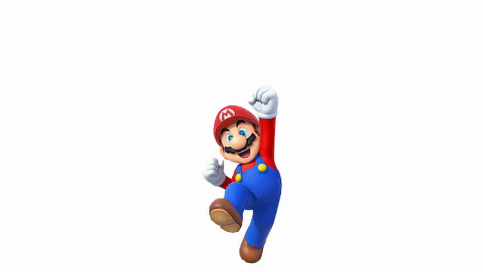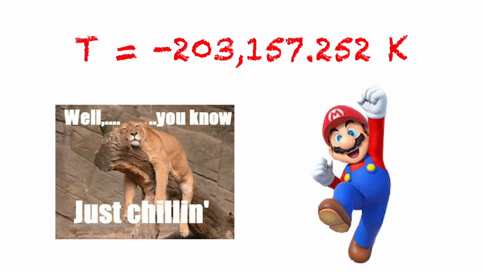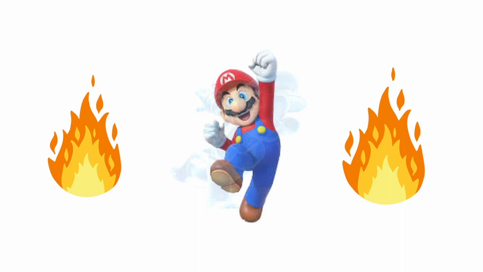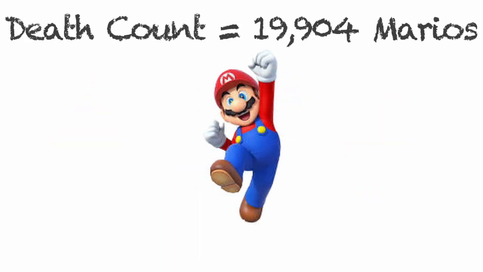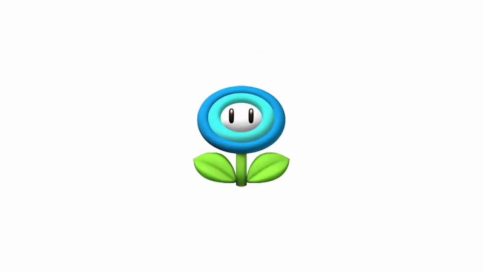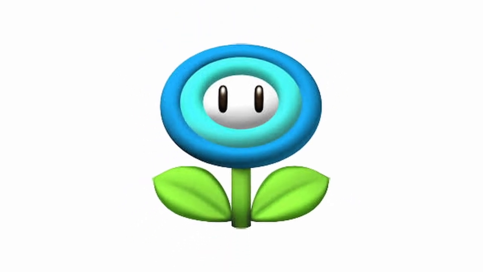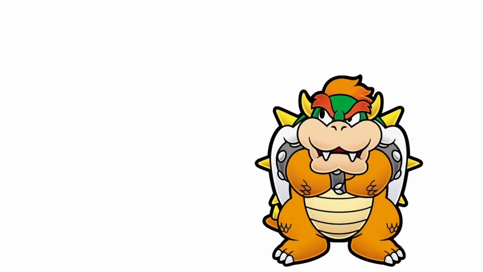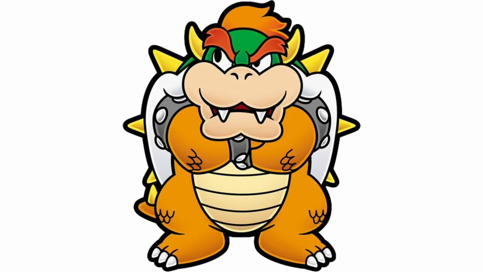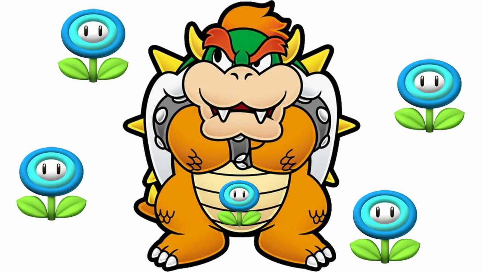If Mario's temperature eventually reaches the normal human temperature, the Mario alive right after the freezing is complete would be just chillin' at negative 200,000 Kelvin. In the journey back to a healthy temperature, Mario would burn to death several more times on the way up. If we use the same process as before, we will find that Mario burns to death another 19,904 times. This means that in order to survive the ice flower, or the death flower, Mario would need to have a supply of 29,152 1-ups. So, if Bowser really wanted to kill off Mario, all he really has to do is put a bunch of ice flowers everywhere and he wins.